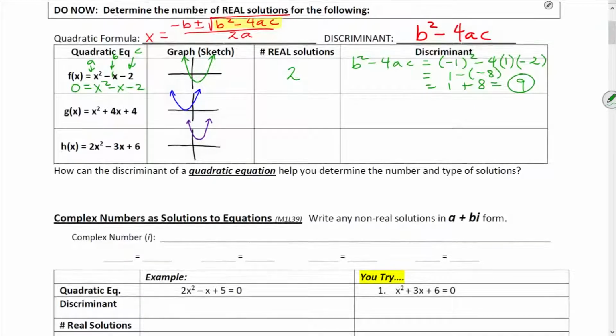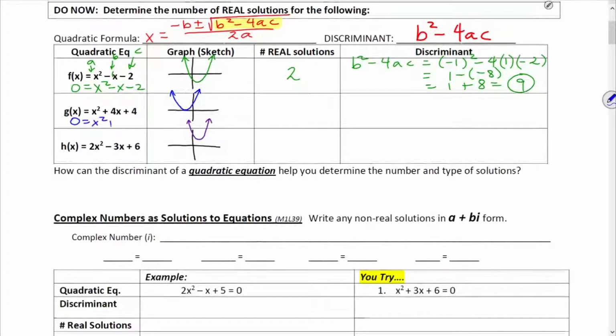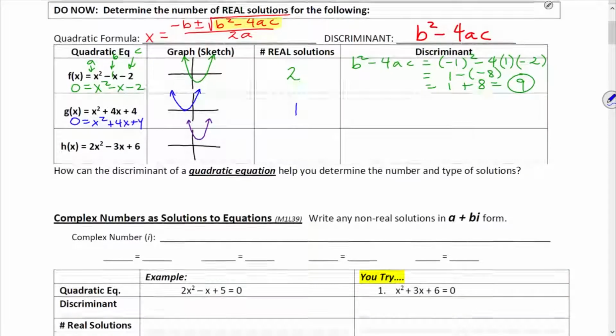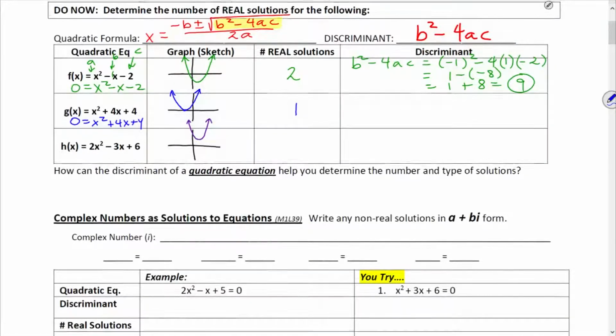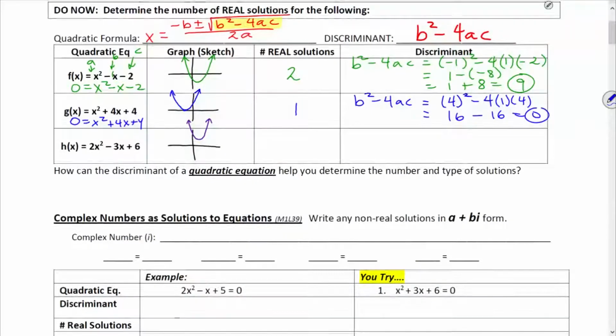Okay, let's look at the second one. And again, the number of solutions is if 0 is equal to this quadratic equation. Okay, and so I can look at the number of times it crosses the x-axis, which looks like exactly 1 time. So what does that discriminant look like? Well, let's see. And the discriminant is 0.